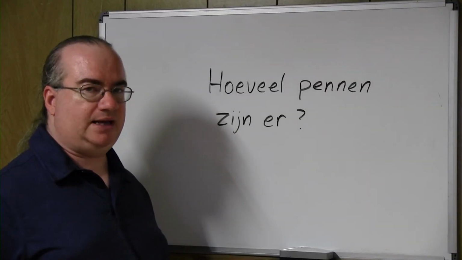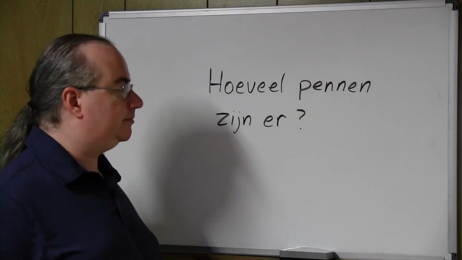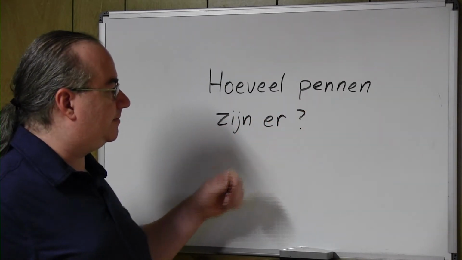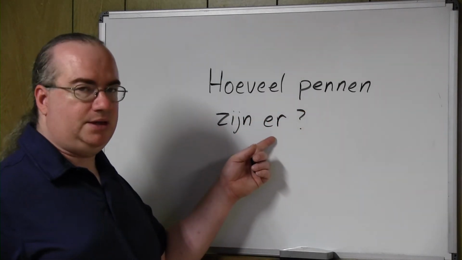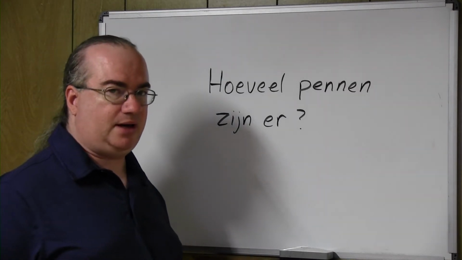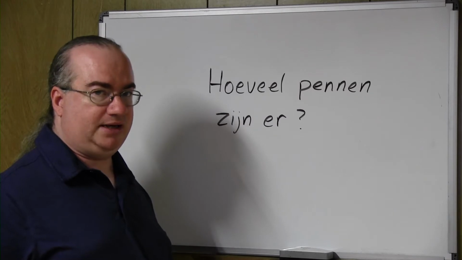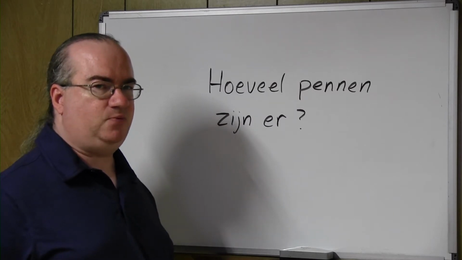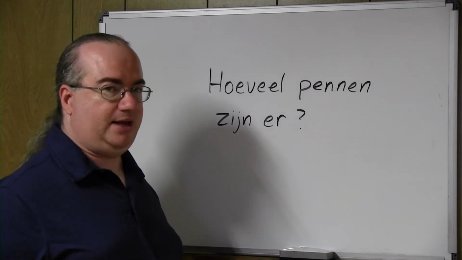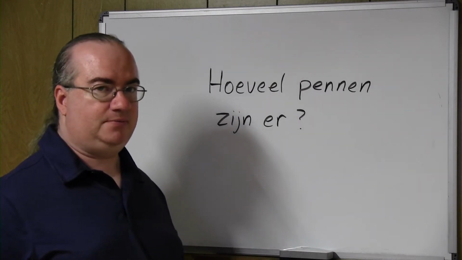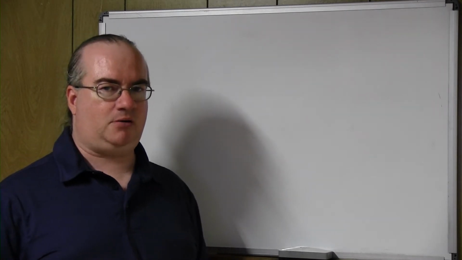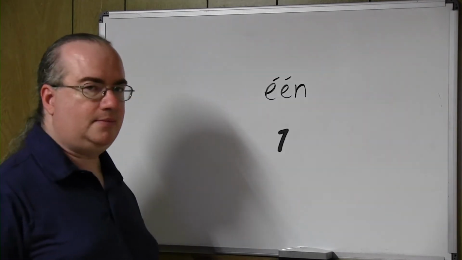And this is how you would say, how many pens are there? Hoeveel pennen zijn er? Er is a special word, and as few letters as er has, it has a lot of meanings. In this case, we could translate this word to there, because we're saying how many pens are there. So before we go any further, let's go ahead and learn all of the numbers between 1 and 10.